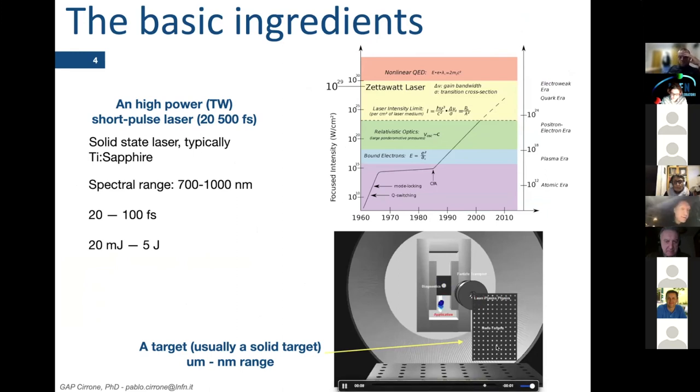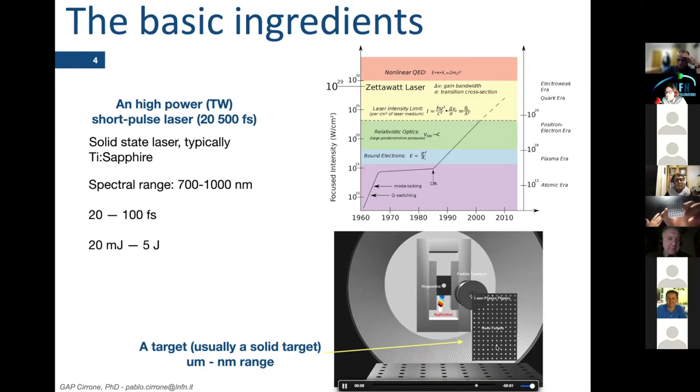Oh, I have a target on my table here. You can see? You have to put it nearer. Okay, now I see it. Okay, good. So these are two pieces. In the center, you put a slice of some material, aluminum, gold, what you want, then close. And then you have to focus the laser in this hole.